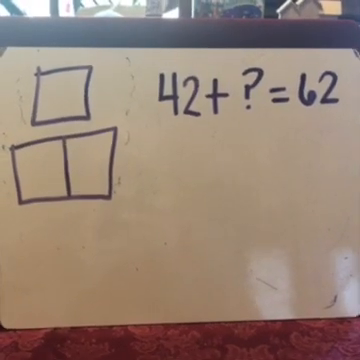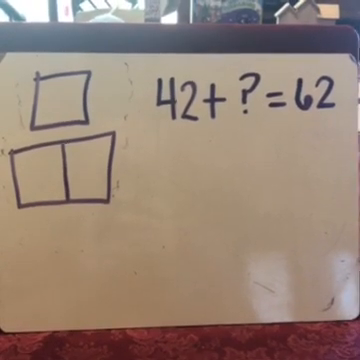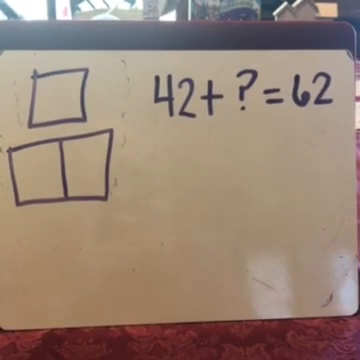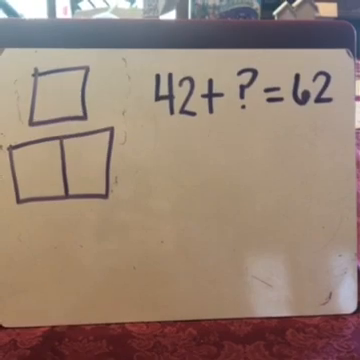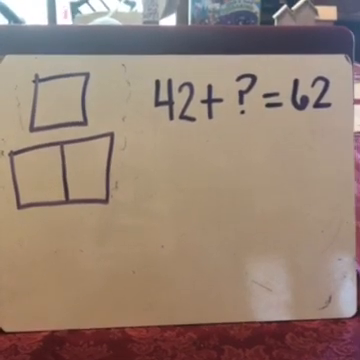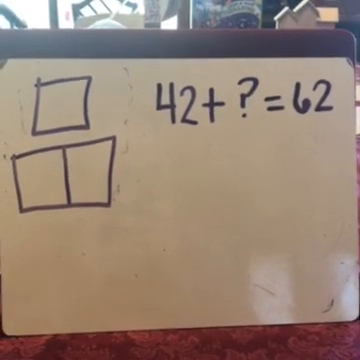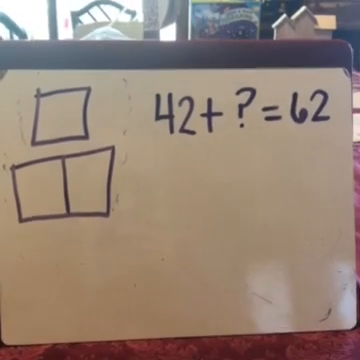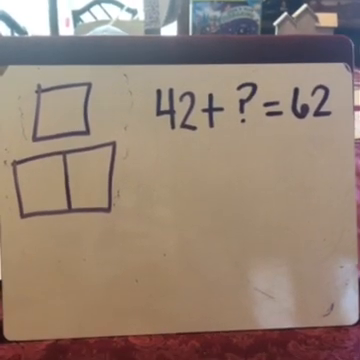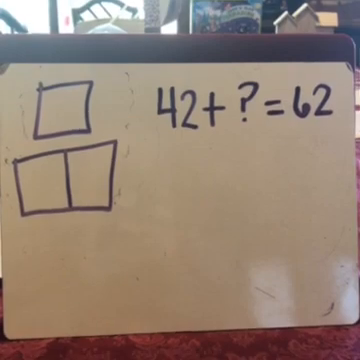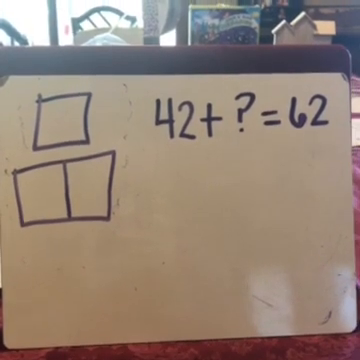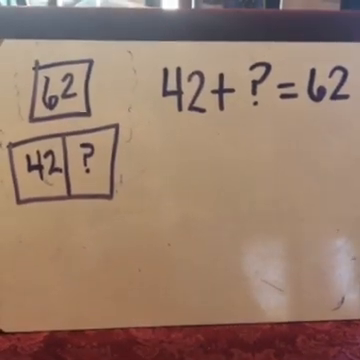Let's take a look at another one. This time we have an addition fact. 42 plus something gives us 62. Do we know our whole? Yes, I'm hoping you said 62. So where would I put that on my part whole map? At the top. Great. It should look like this.